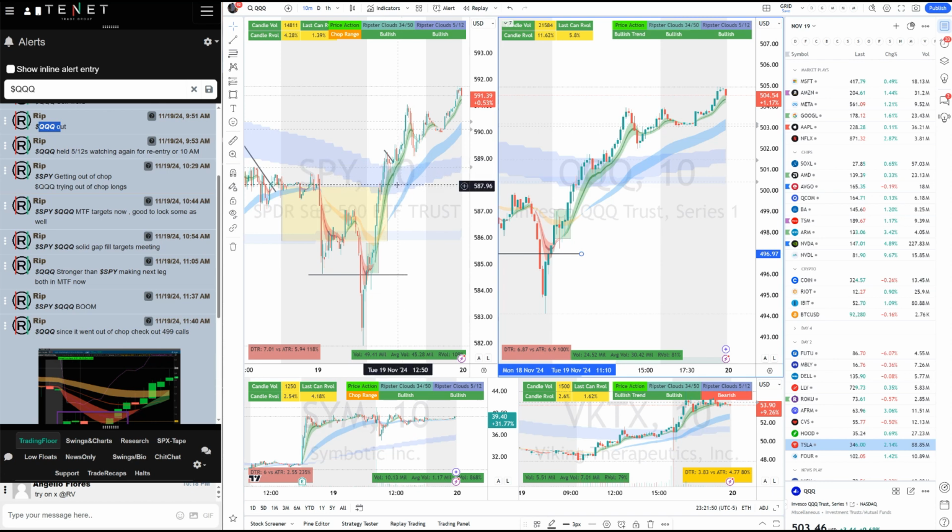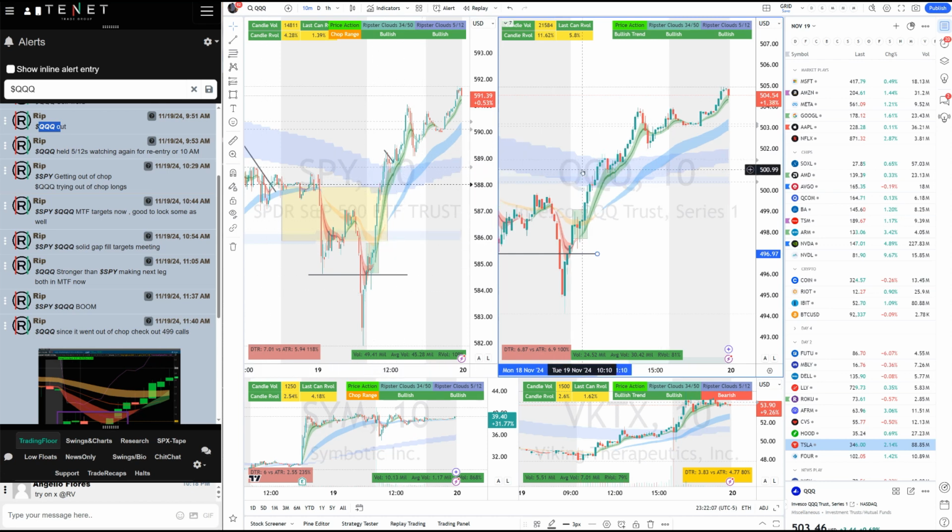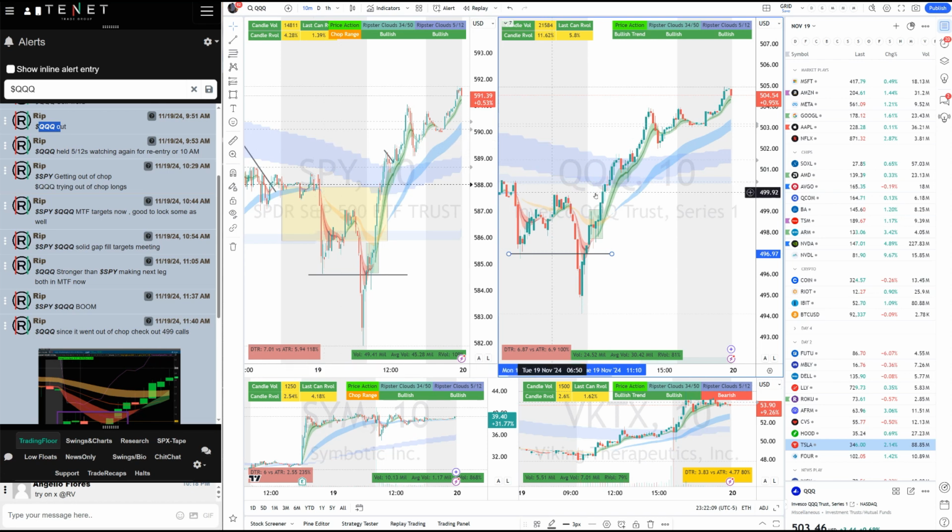Then we got a pullback, right? Something important to note here, that it pulled back, but that was actually a buy. That was a retest. We thought it might fade, but it never faded and it held. And that's why I told everybody that you can roll, you can add back, that it's not a fade and it's going to push. And this is when the MTF breakout happens, right? The 1 hour MTF cloud breakouts.